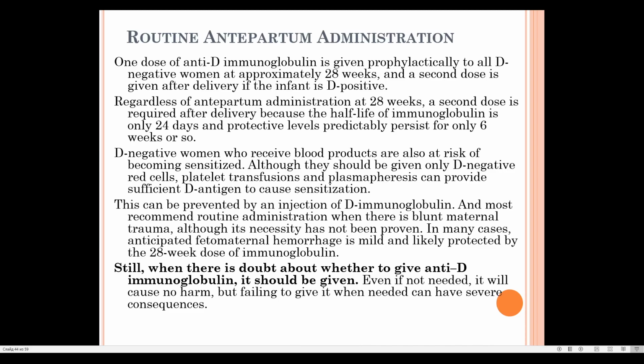In many cases, anticipated fetomaternal hemorrhage is mild and likely protected by the 28-week dose of immunoglobulin. Still, when there is doubt about whether to give anti-D immunoglobulin, it should be given. Even if not needed, it will cause no harm, but failing to give it if needed can have severe consequences.